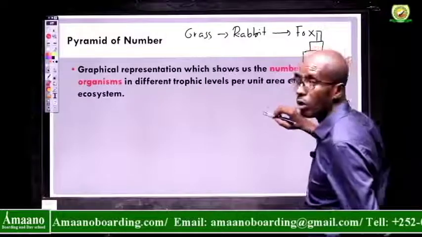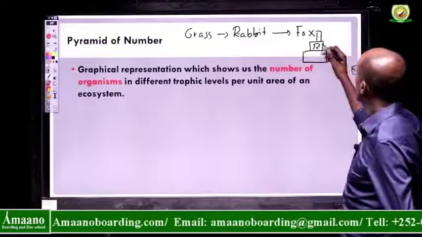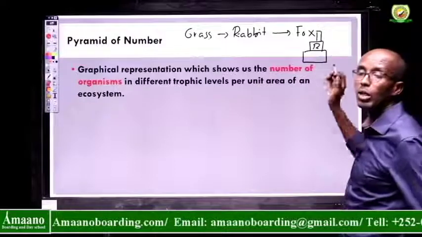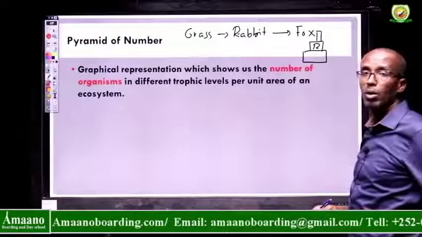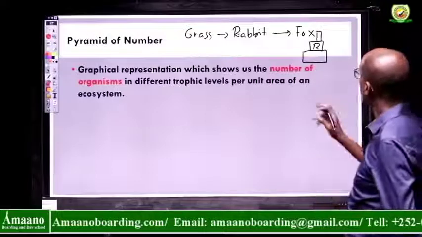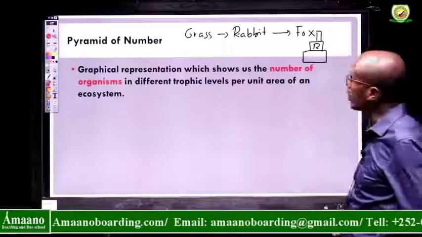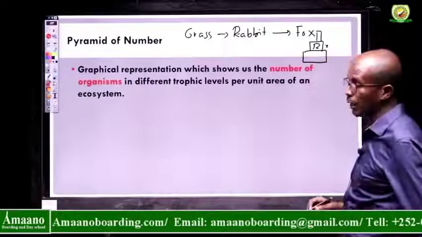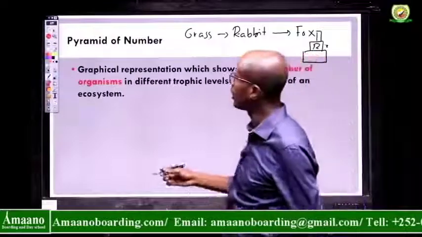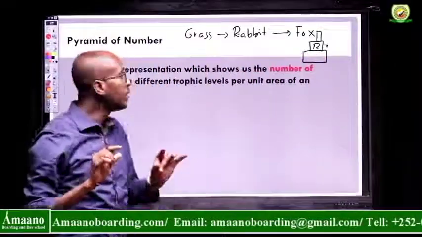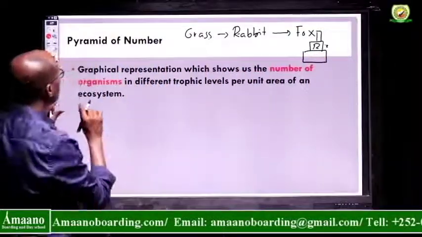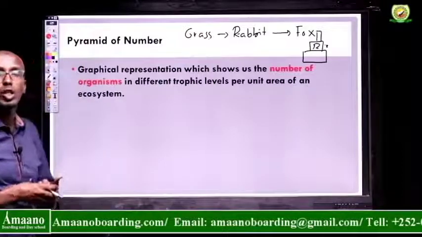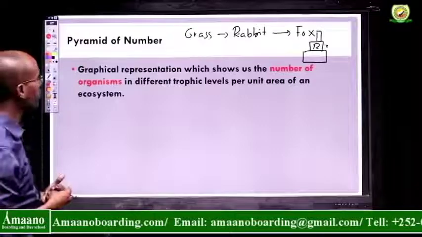As I told you before, this is a rabbit, for example. So if you want to know the number here, what are you going to do? You need just to calculate the area of the rectangle at that trophic level. That gives you the number of rabbits. So this ecological pyramid of number shows us the number of organisms at each feeding level.